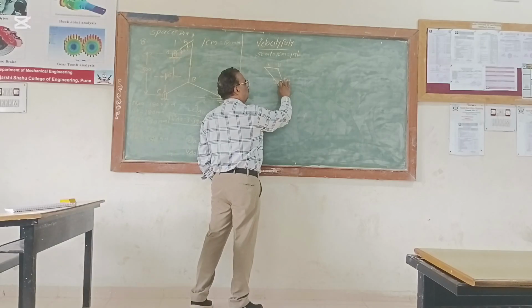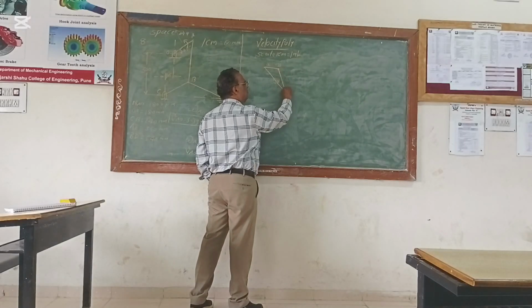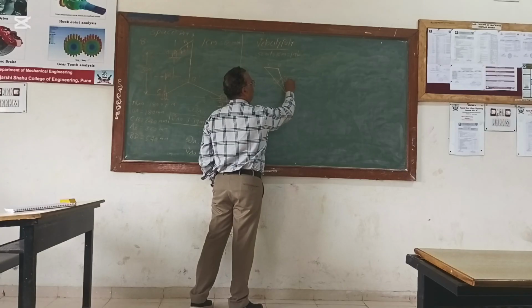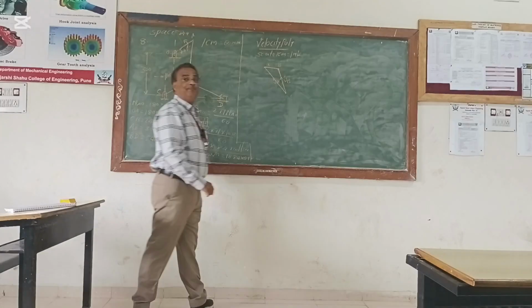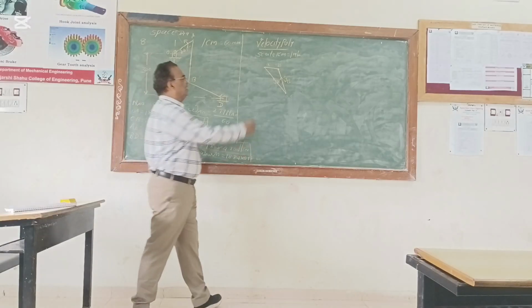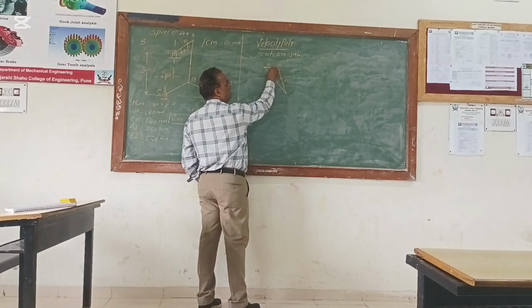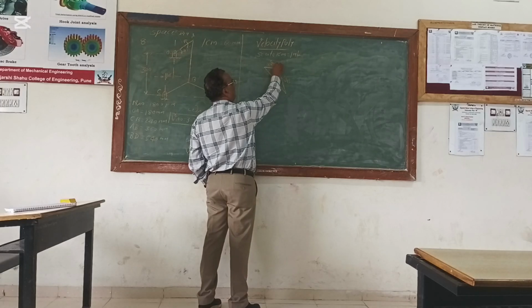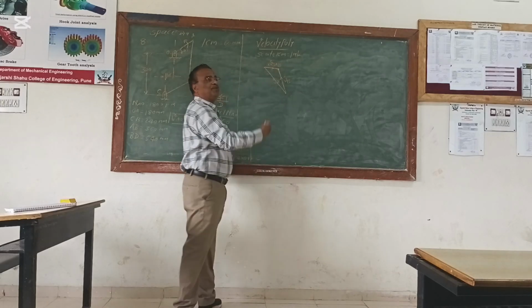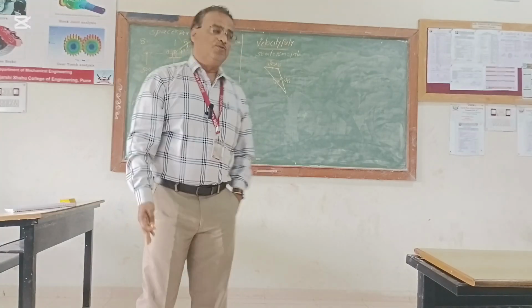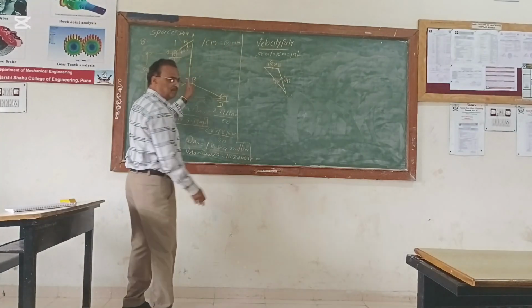This line is perpendicular to what? CB. So this is the velocity of what? B. C is a fixed point, no? So velocity of B. If somebody shows the arrow towards B, this is the velocity of B with respect to A. If somebody shows the arrow in this direction, that is the velocity of A with respect to B. So up to this I have finished.